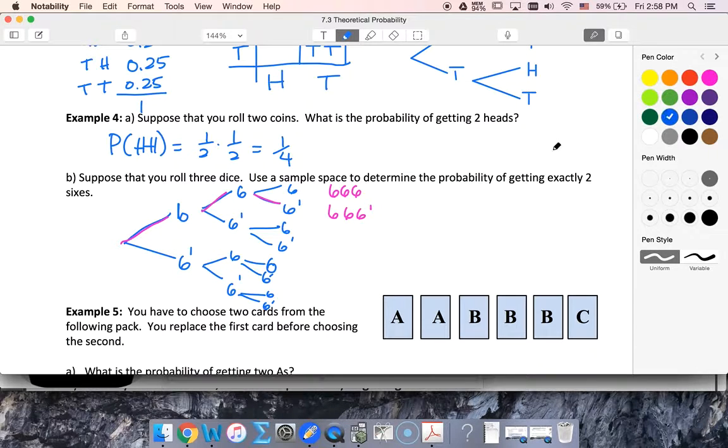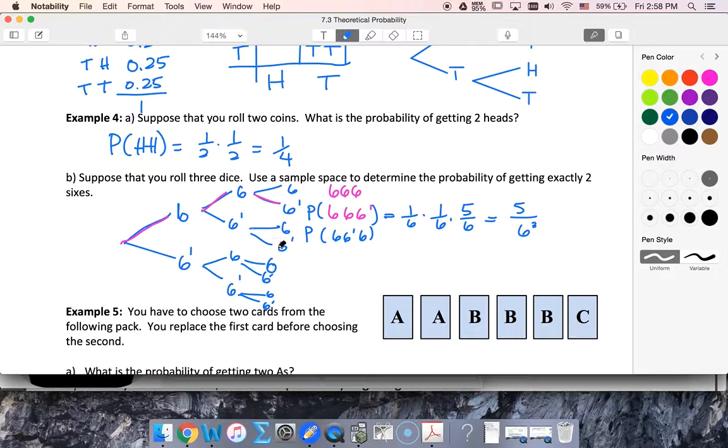The probability of that happening, so the probability of this, well, the probability of getting a 6 is 1 out of 6, 1 out of 6, 5 out of 6. So I'm going to end up with 5 out of 6 cubed. I could have this happen again, 6, not 6, 6. That's going to give me exactly 2 6s.